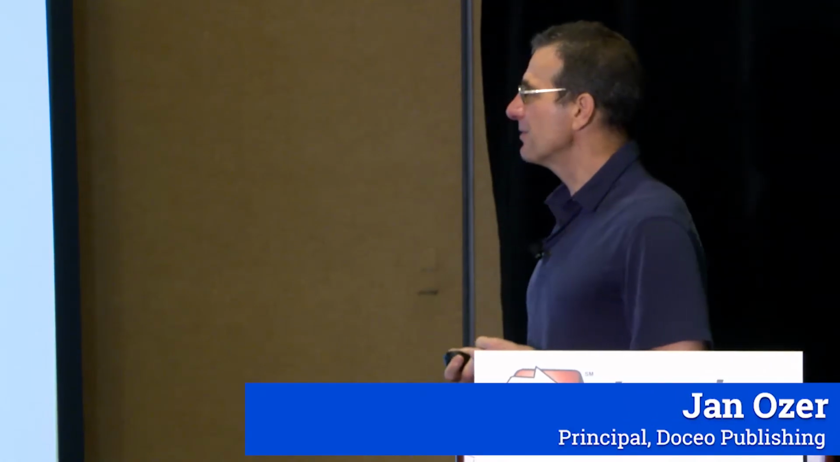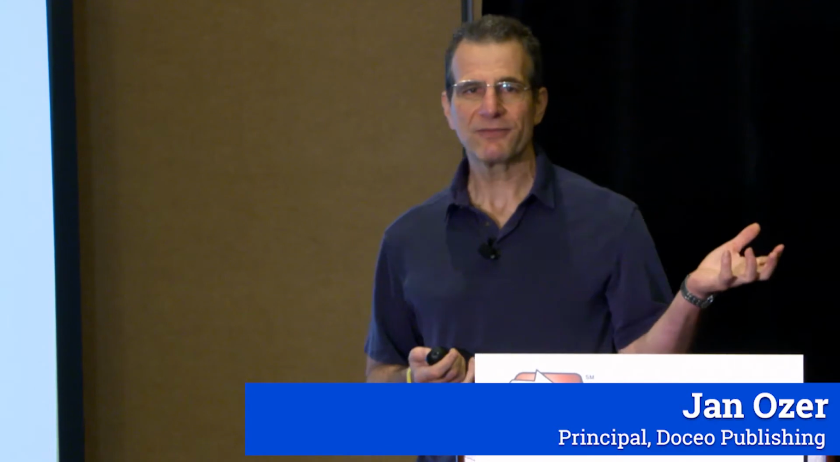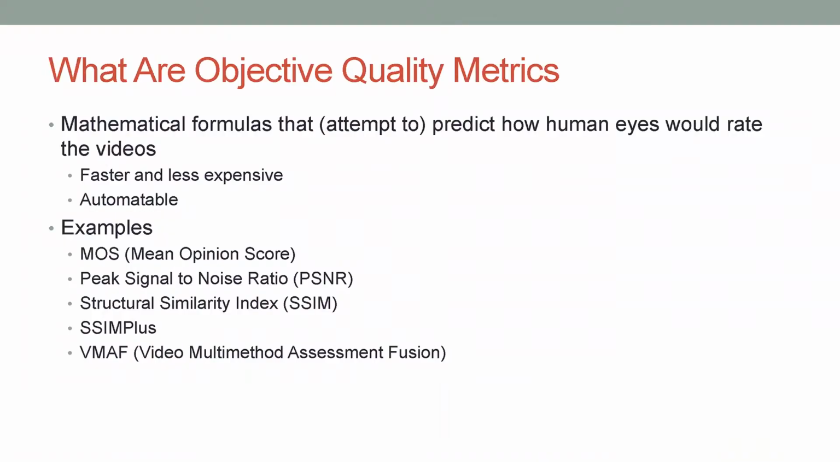So what are objective quality metrics? Essentially, they're mathematical formulas that are designed to predict how a human being will judge video quality. We don't care about the number, we care about what that number means regarding how a human will look at a video and say, oh, that's good, that's bad, that's excellent, that's low quality. So what we're attempting to do is predict that.